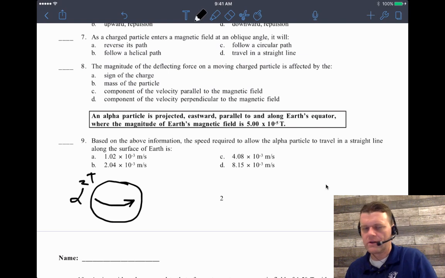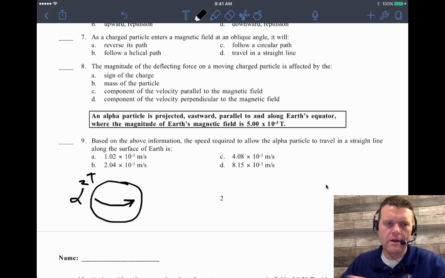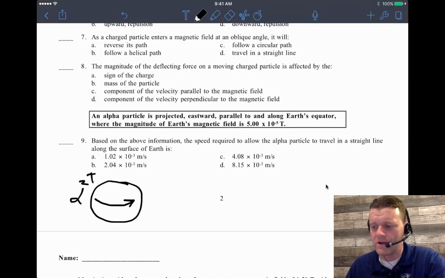Hi, Trista. I wanted to show you really quick how you do this for question number 9, because it can be an awkward question. You can see here I drew a picture of the Earth and I'm showing an alpha particle that's moving eastward along the Earth's equator.